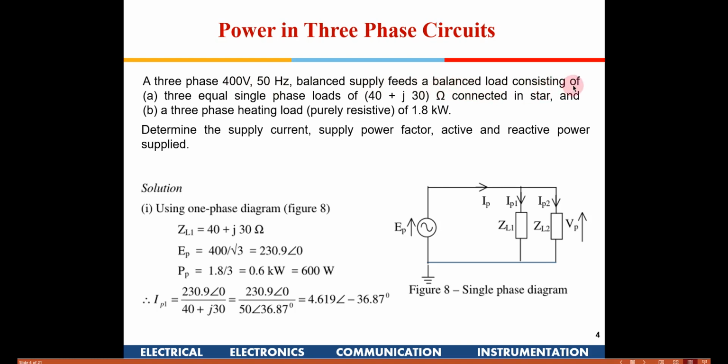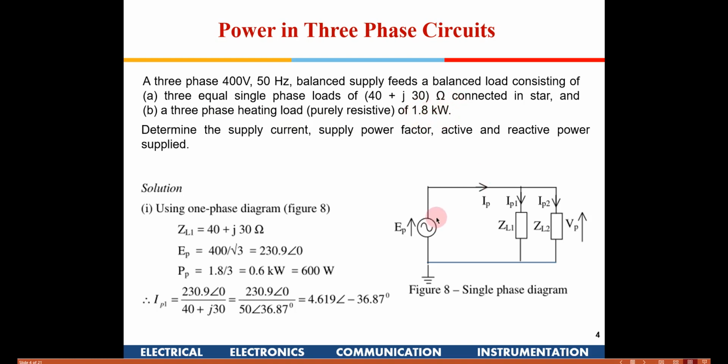It feeds a balanced load, which we'll assume is star connected here. It should have been specified. Nevertheless, the load consists of three equal single phase loads connected in a star, and a 3-phase heating load, purely resistive. So the load is star connected, but there are two kinds of loads connected. One is 40 plus j30, and the other one is again a star connected 3-phase heating load whose resistance value is not given, but the power is given here.